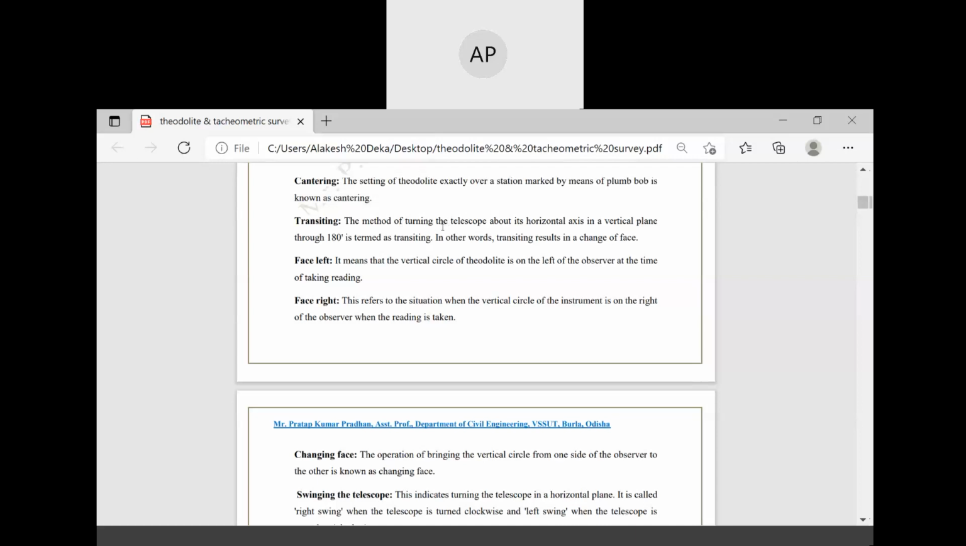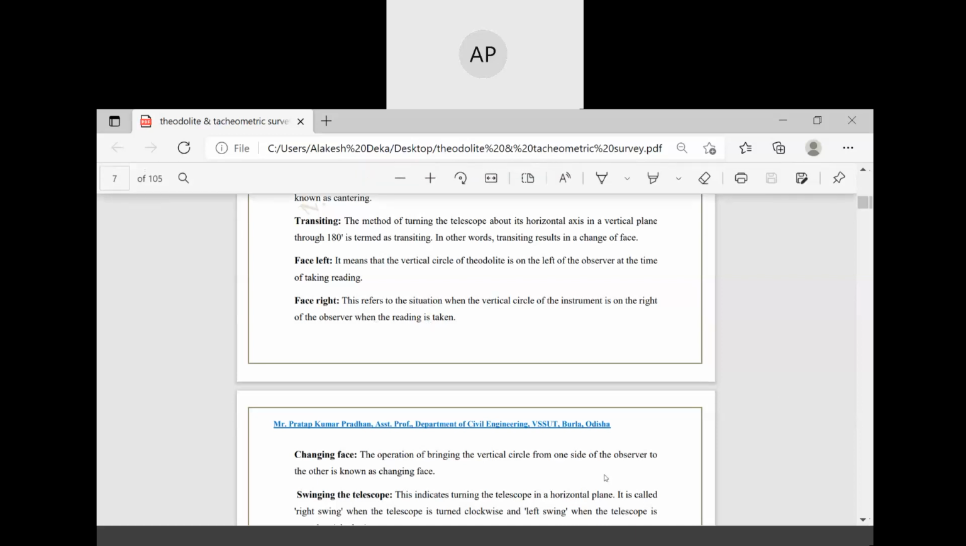Transiting: the method of turning the telescope about its horizontal axis in a vertical plane through 180 degrees is termed as transiting. In other words, transiting results in a change of face. Face left means that the vertical circle of the theodolite is on the left of the observer. Face right means it is the situation when the vertical circle of the instrument is on the right of the observer when the reading is taken.